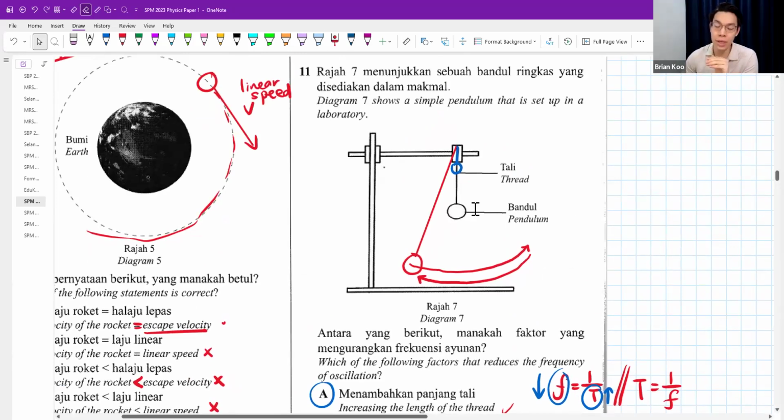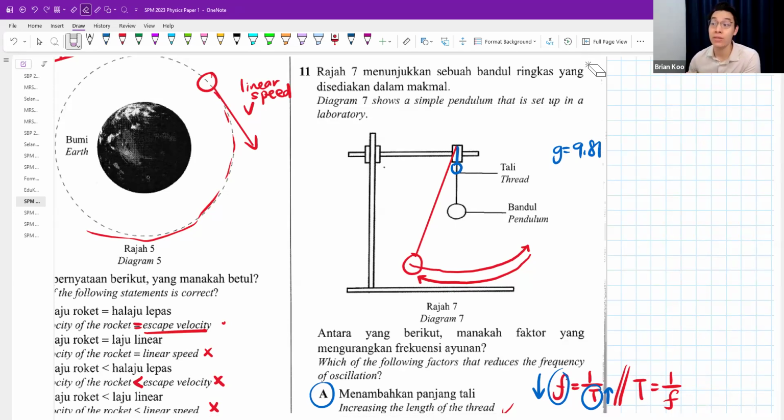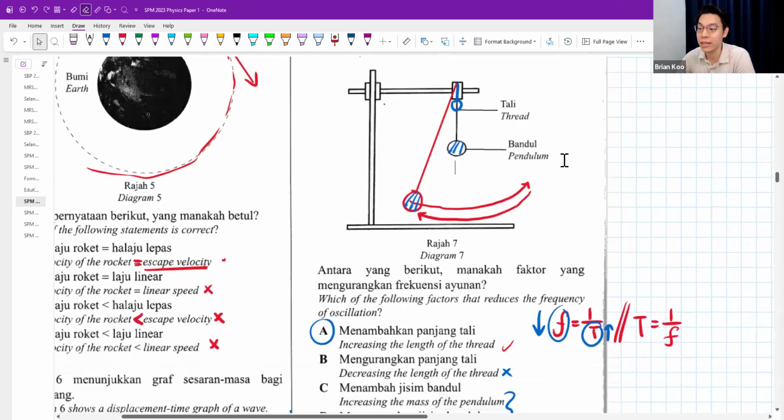Even though I say mass doesn't affect, what affects it is the gravity. Yeah, the gravitational acceleration. On Earth, as long as you use 9.81, you will always be fine. If you go to the moon or a different planet, the g value is different, then it will affect the value. But the mass of the pendulum won't affect how long it takes. The length of the string will affect it.